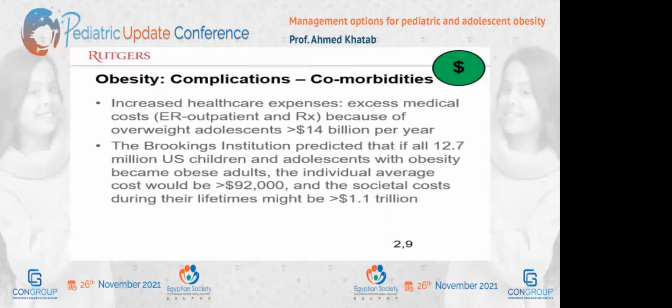So more than $14 billion per year are spent on overweight associated costs such as emergency room visits, outpatient clinic visits, and prescription costs. And it's estimated that if all the 12.7 million US children with obesity become obese adults, the individual cost would probably be well over $90,000, with a lifetime societal cost over $1 trillion.